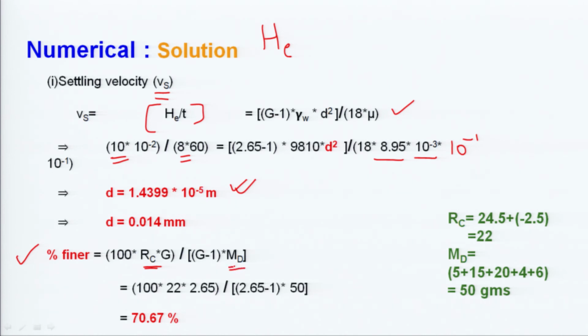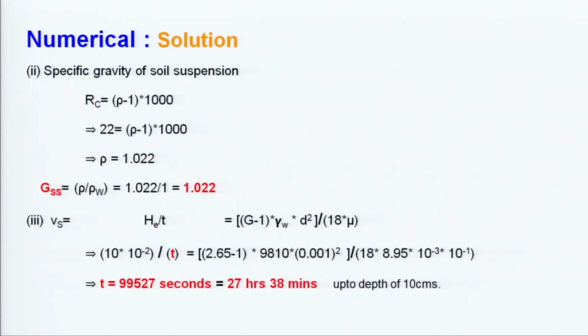So, the total weight of the soil taken is what? 50 grams, that we already added there, this 50. The composite correction, that means the correction is not given in terms of meniscus correction or temperature correction, these are different values here. So that is RC is equal to 22. By adding this correction, we applied this correction in the RH reading, that was 24.5. So when we apply this formula, the value we get here, that is percentage finer, is 70.67 percentage. This percentage finer is corresponding to this 0.014 mm. So remember this thing.